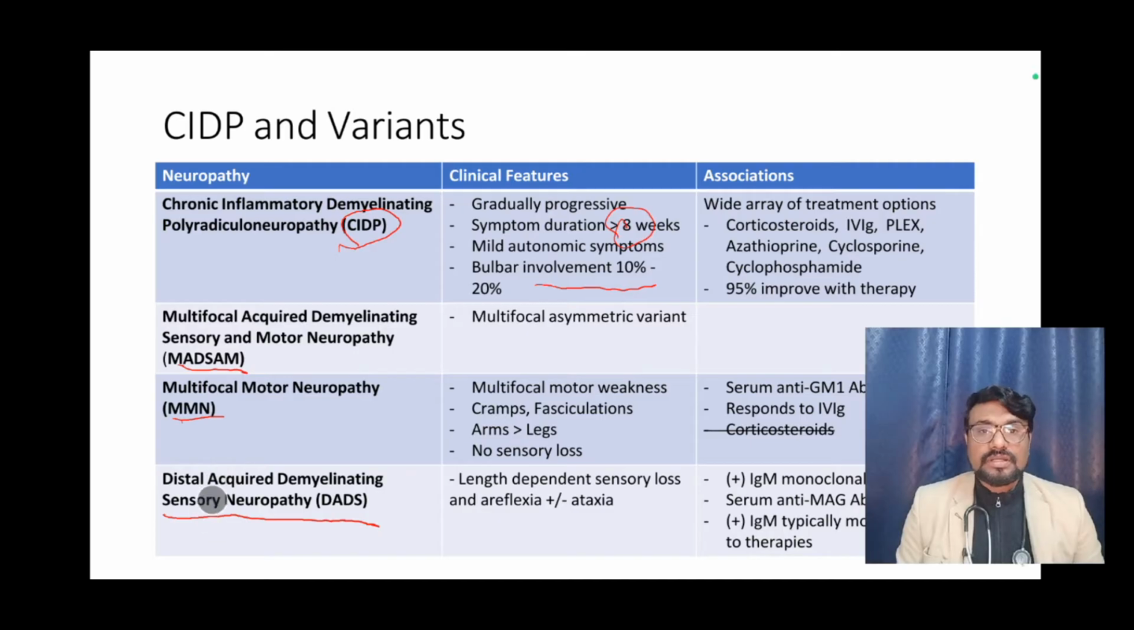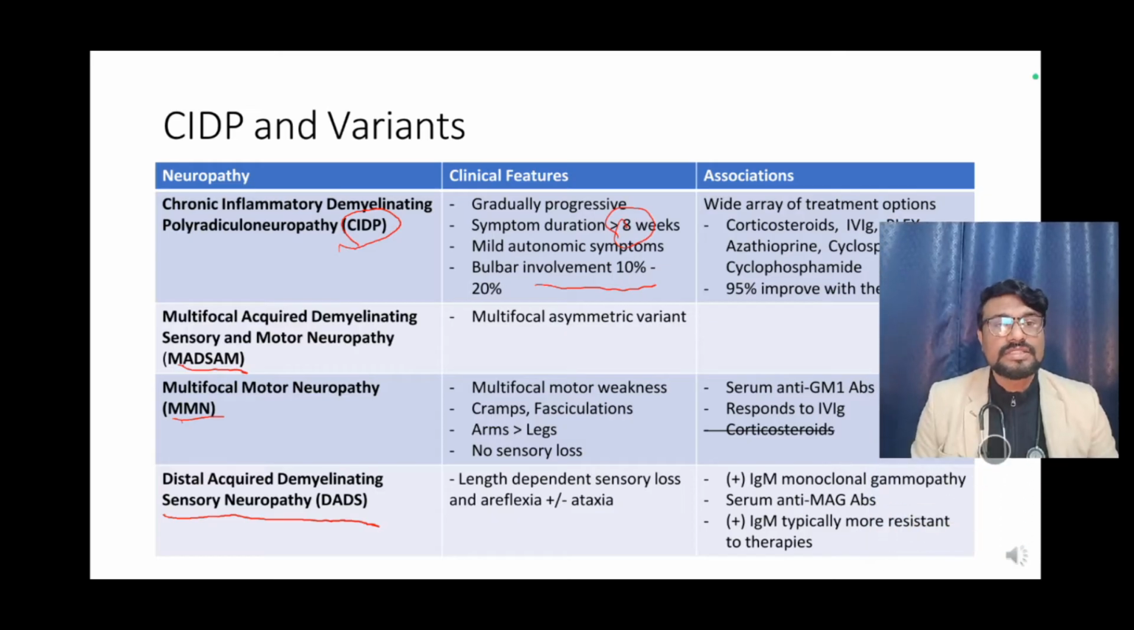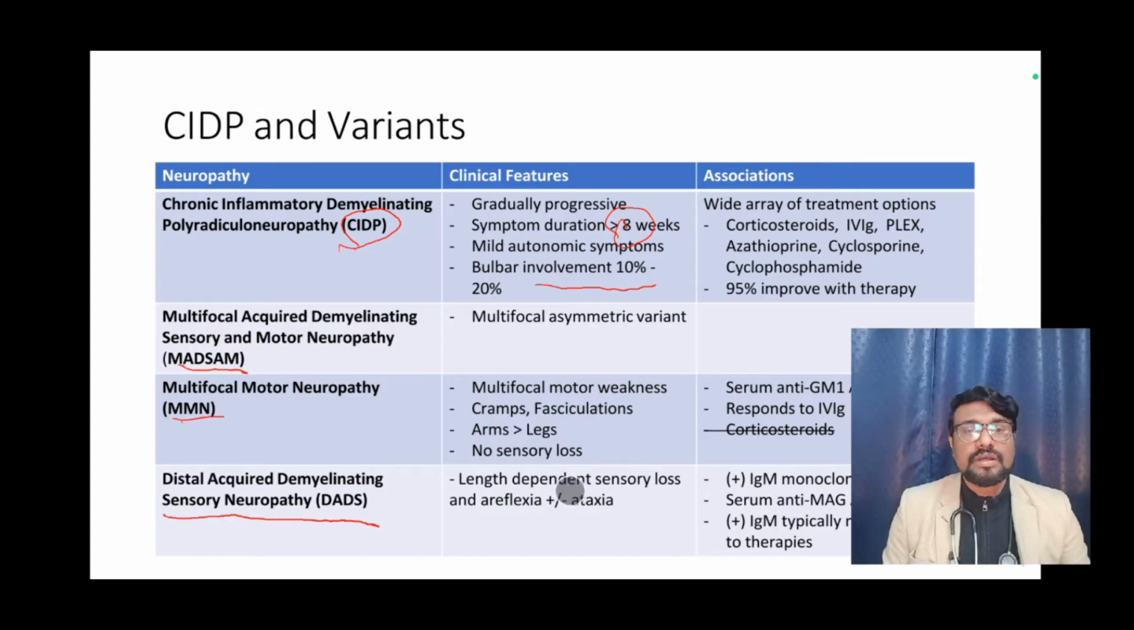Whereas the distal acquired demyelinating sensory neuropathies are length dependent, with sensory loss and areflexia with or without ataxia. It is associated with IgM monoclonal antibodies, and these are more resistant to therapies. So these are the common variants of CIDP, that is MADSAM, MMN and DADS, and these are the common manifestations that can be seen in these diseases.